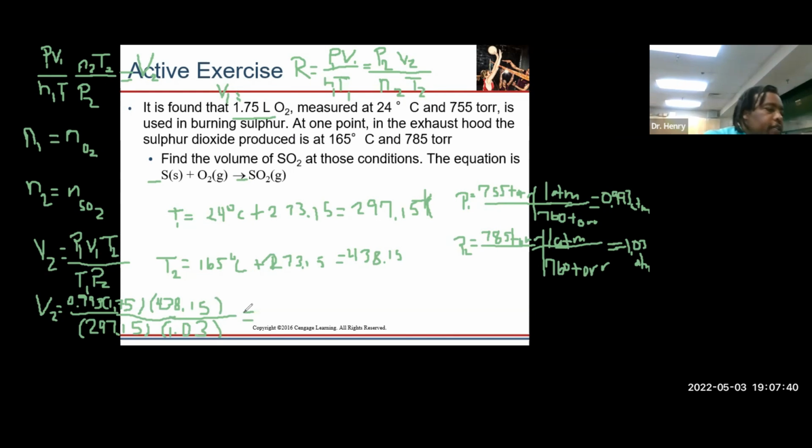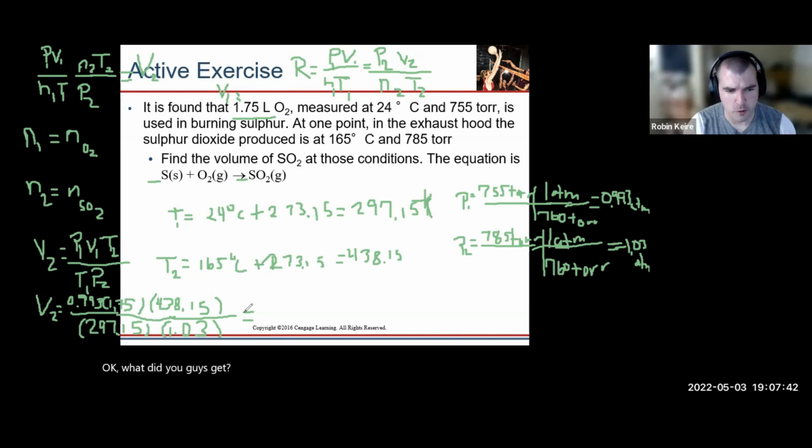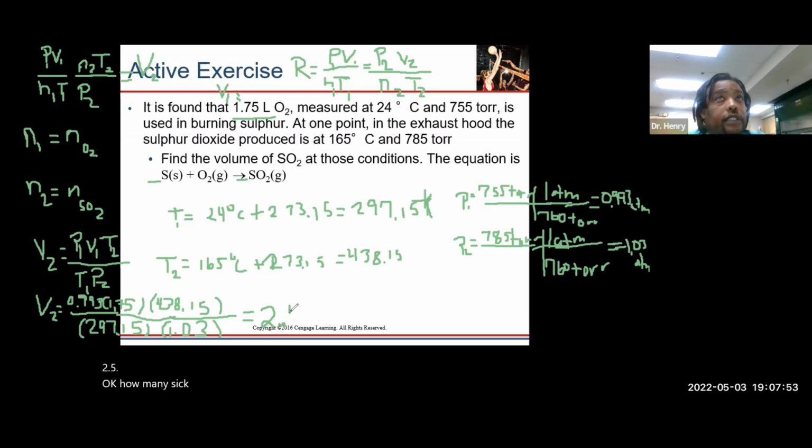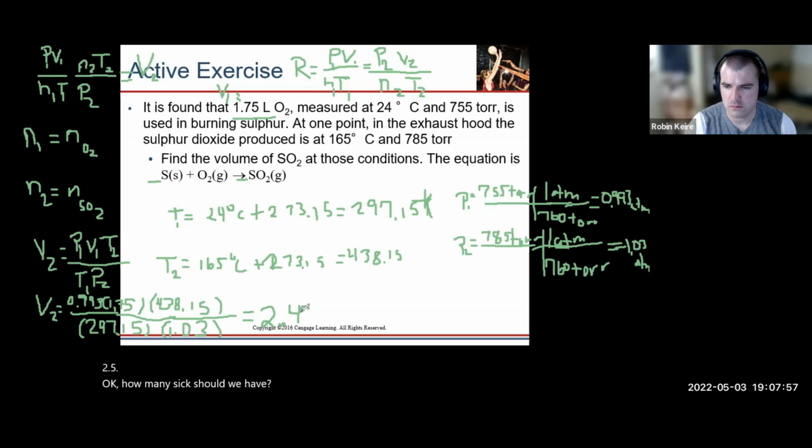Okay, what did you guys get? 2.49 liters of sulfur dioxide. 2.5. Okay. How many sig figs should we have? 3. Okay.